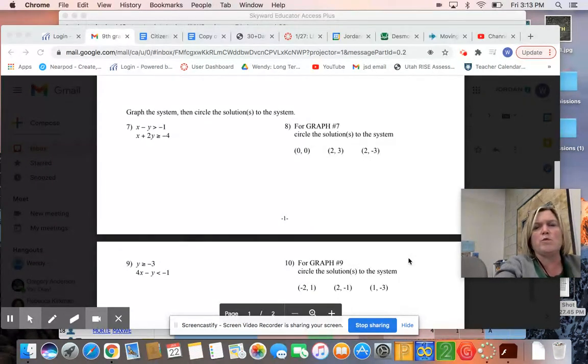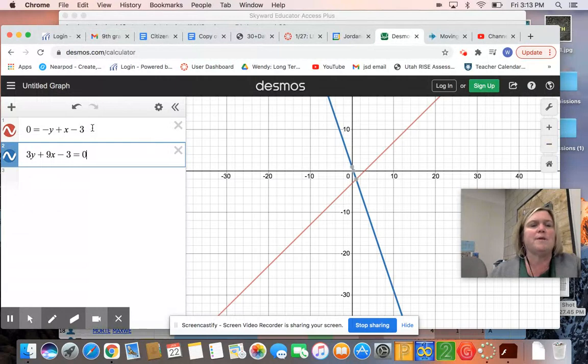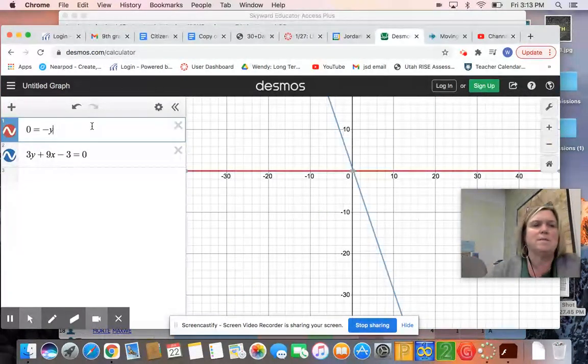So what we'll do is graph x minus y is greater than -1 and x plus 2y is greater than or equal to -4. We're going to look at our graph, and at the solutions given, which were (0, 0), (2, 3), and (2, -3). We'll see if each is in both of those shaded areas. If it is, then yes, it is part of the solution. Okay, so let's go back to Desmos, and we're going to go ahead and punch in all those numbers.